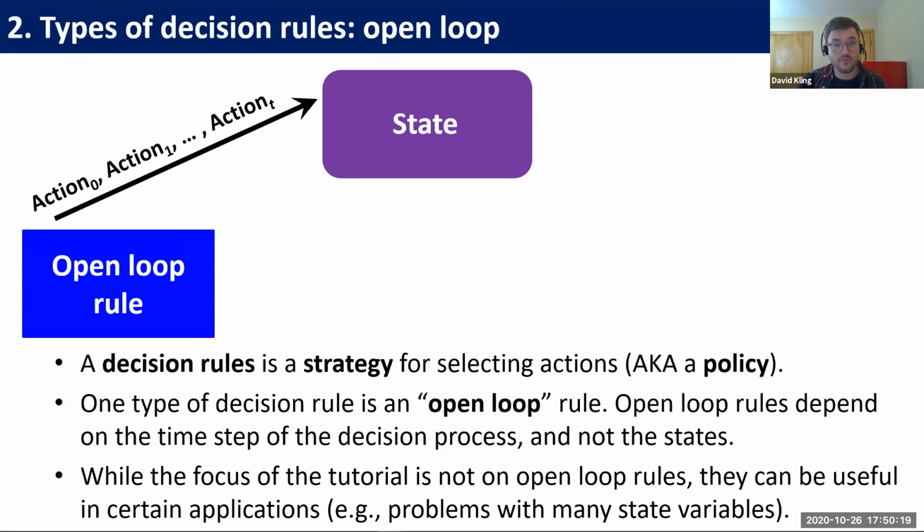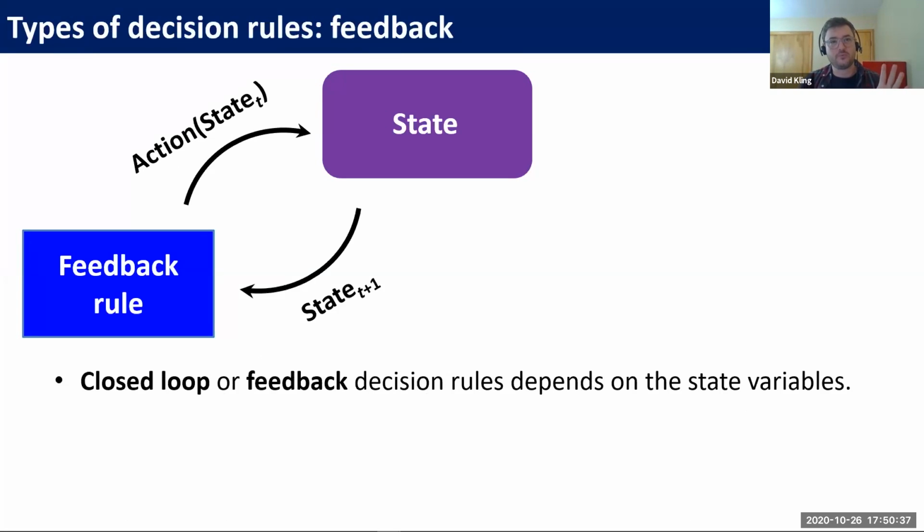Maybe some of you have heard of that. Our focus in this tutorial is not going to be primarily on open loop rules. However, they can be useful. They're getting more attention, and from my perspective, in some very advanced problems. But I just want to throw this out here to differentiate open loop from feedback or closed loop decision rules that, in contrast, do depend on the state variables.